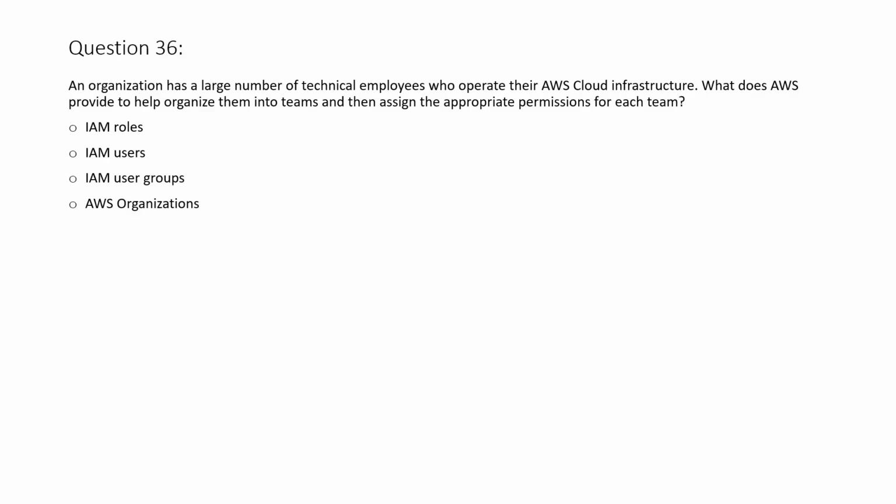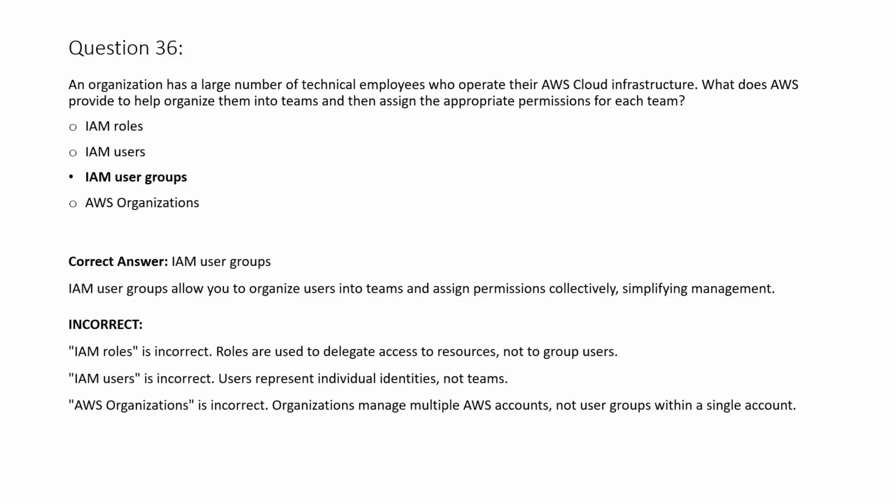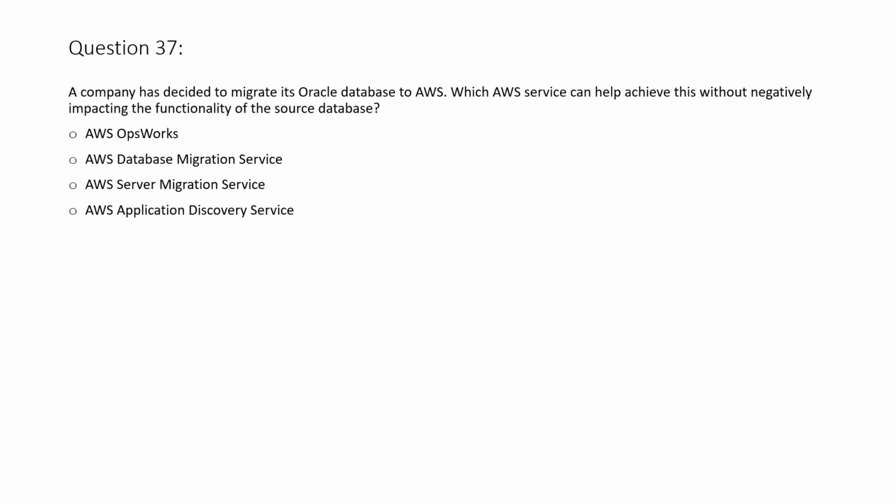Question number 36. An organization has a large number of technical employees who operate their AWS cloud infrastructure. What does AWS provide to help organize them into teams and then assign the appropriate permissions for each team? So the options are option A, IAM roles. Option B, IAM users. Option C, IAM user groups. Option D, AWS Organizations. So the correct answer is IAM user groups.